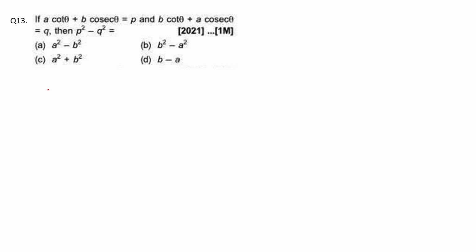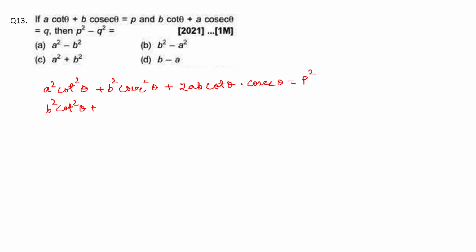Let's expand it as A plus B whole square. So A square cot square theta plus B square cosec square theta plus 2AB cot theta into cosec theta is equal to P square. Same way do square on both the sides of the other one. So B square cot square theta plus A square cosec square theta plus 2AB cot theta into cosec theta equal to Q square.